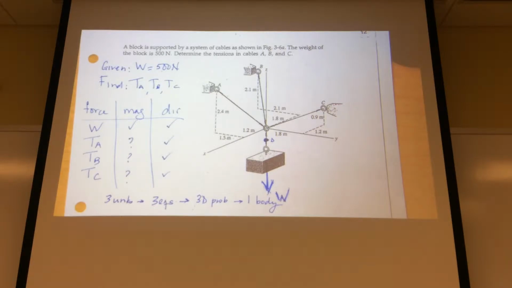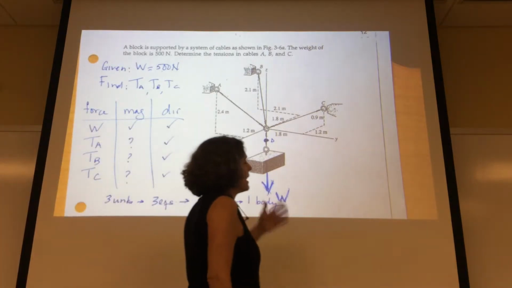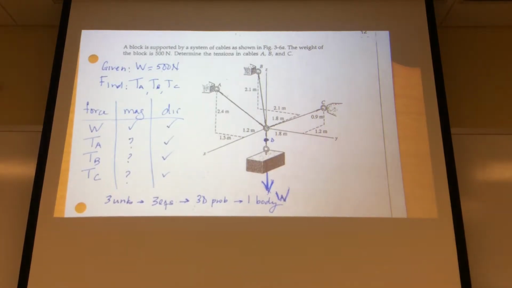So we're going from the origin to point C, and we're looking at the x-axis. What distance is given parallel to the x-axis? 1.2. Is it going in the positive x direction or negative? Negative. What distance is given parallel to the y? 1.8. Positive or negative? Positive. And how about the z? What distance is given in the z? 0.9. And is it going in the positive or the negative z? Positive.